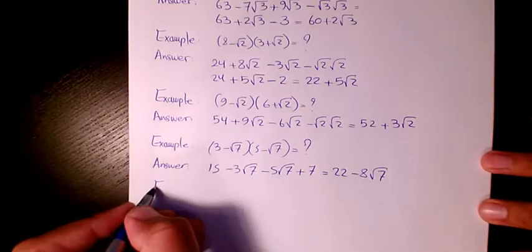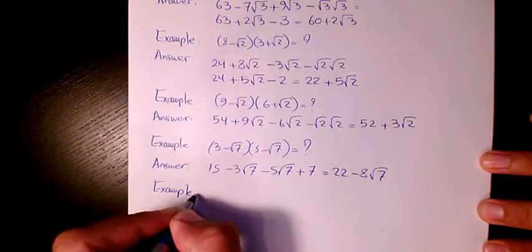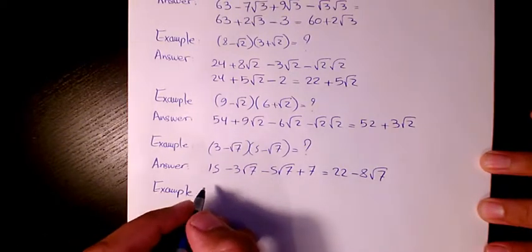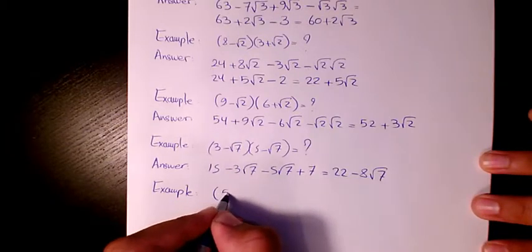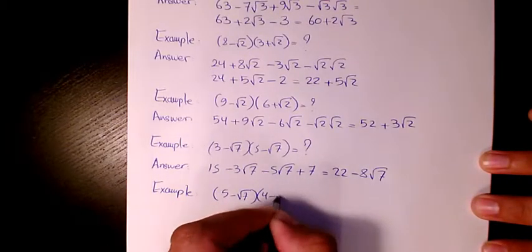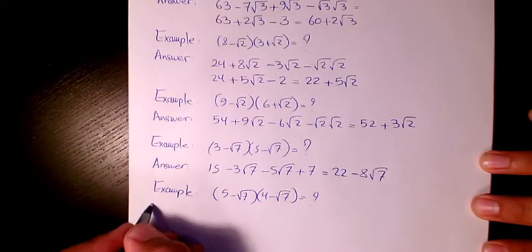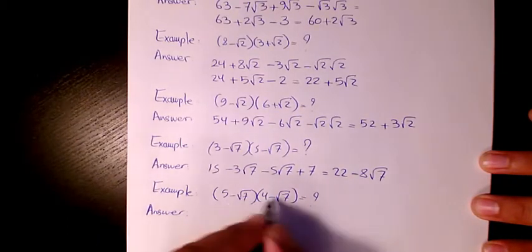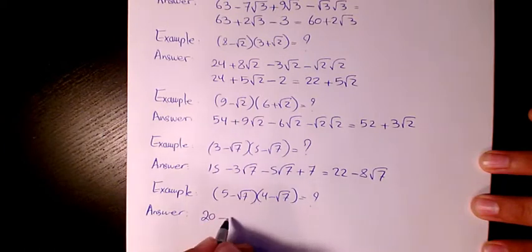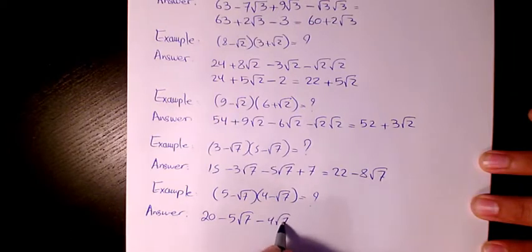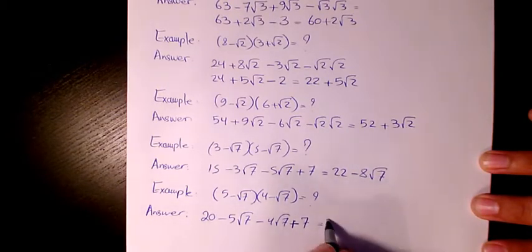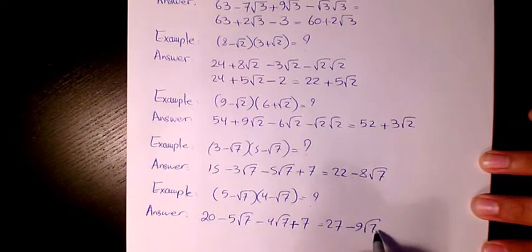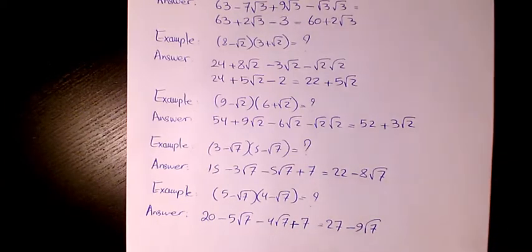Next example is 5 minus root 7 times 4 minus root 7. Answer is 5 times 4, 20. 5 times negative root 7 is going to be negative 5 root 7, minus 4 root 7, plus, because negative root 7 times negative root 7 is going to be positive 7. So that's going to make it 27 minus 9 root 7. That's the final answer.